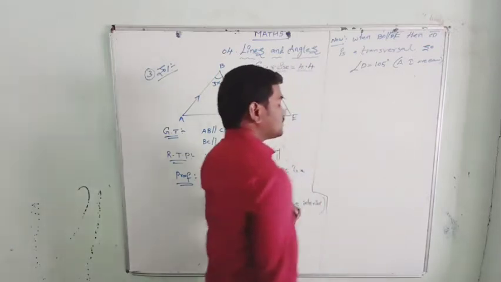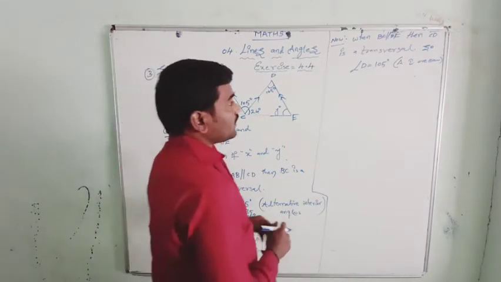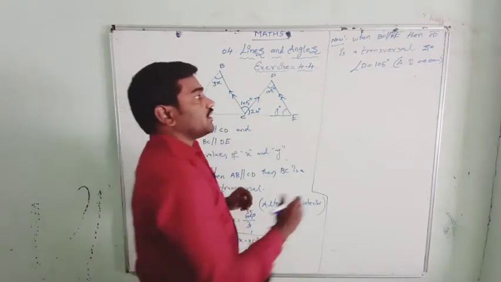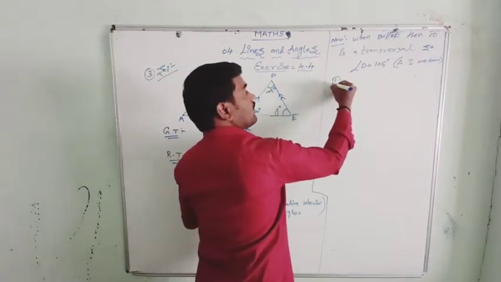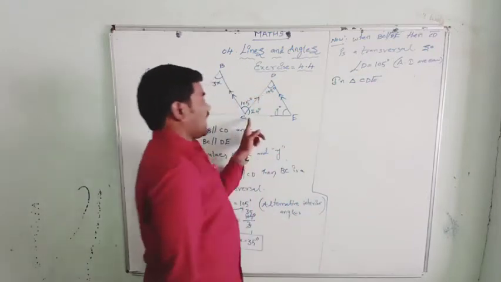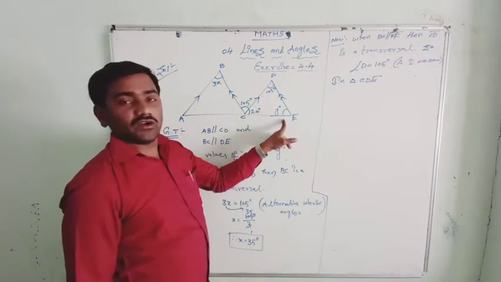Here AE comes, which states alternate interior angles. So AI stands for alternate interior angles. Here angle D is equal to 105 degrees. Now in triangle CDE, we know angle C and angle D, and we need to find angle E.